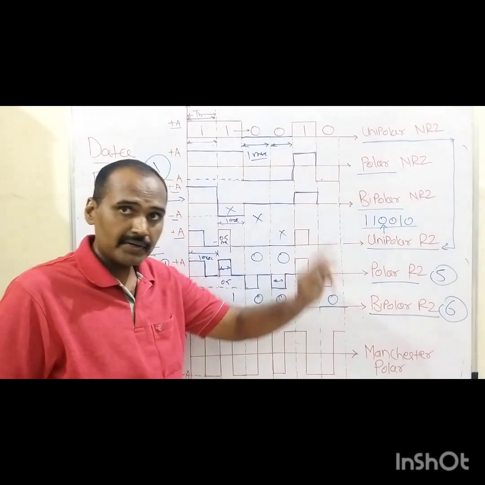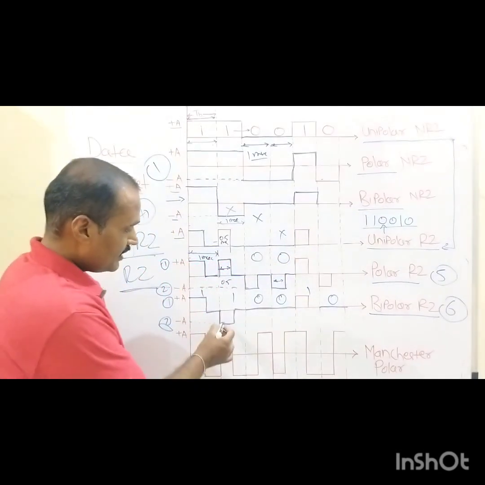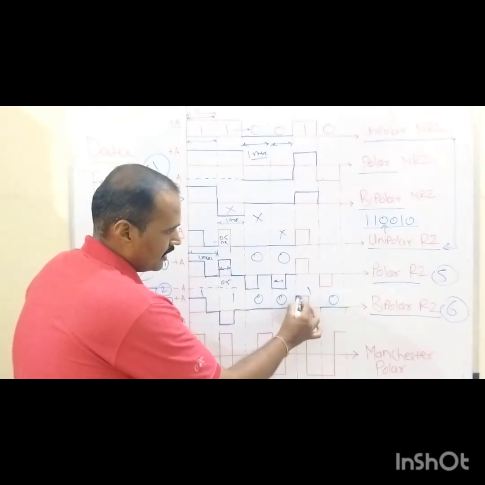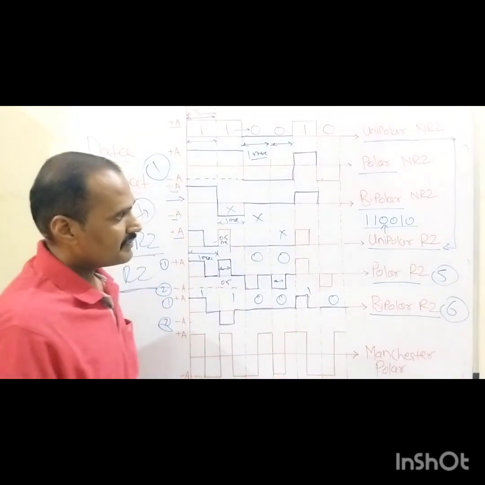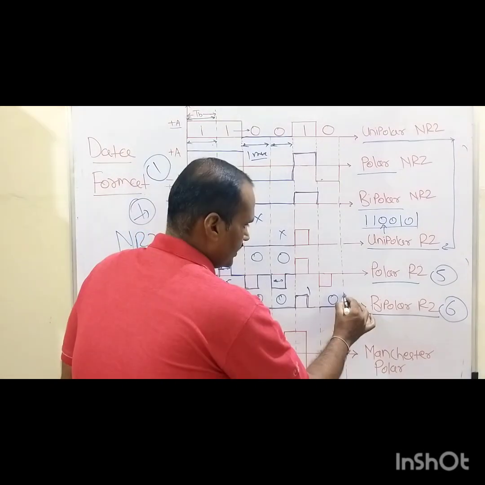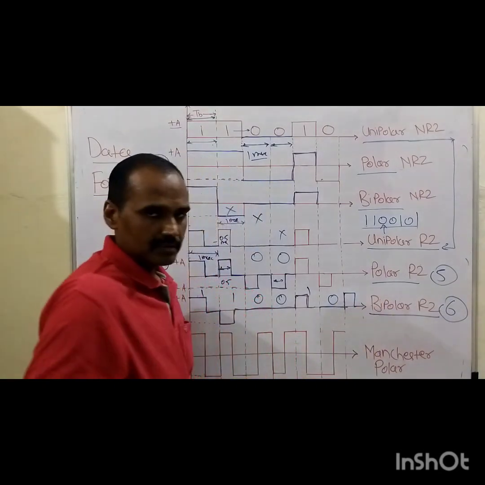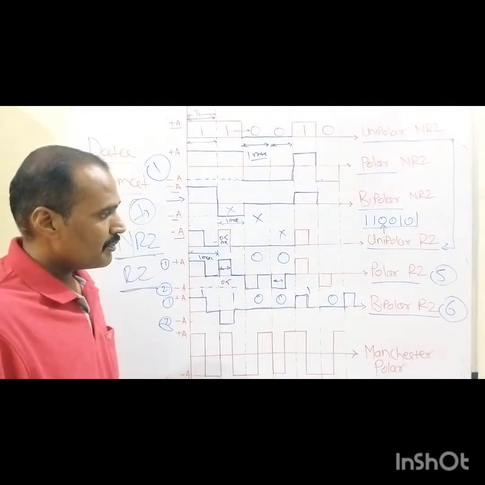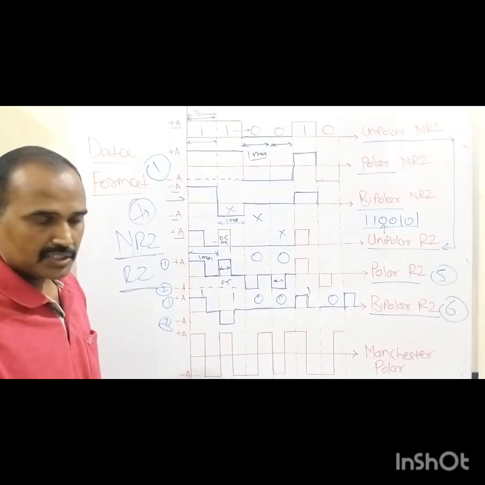Right. Then for the third one, which voltage level is adopted? After this minus A, plus A volt is assigned. After this one, if suppose we have one more 1, then for that one, plus A volt will be used. Right. So this is how this bipolar RZ type of symbol sequence is used.